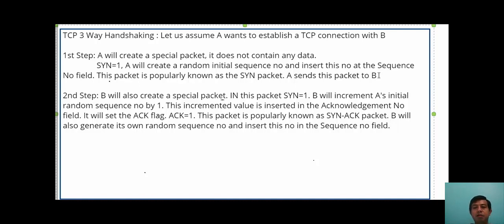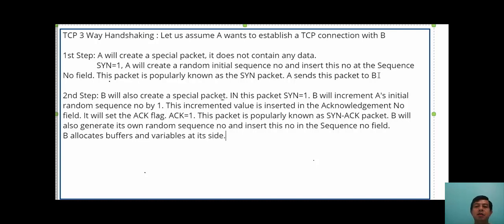Apart from this, B also takes certain steps. What B does is, B allocates buffers and variables at its side.